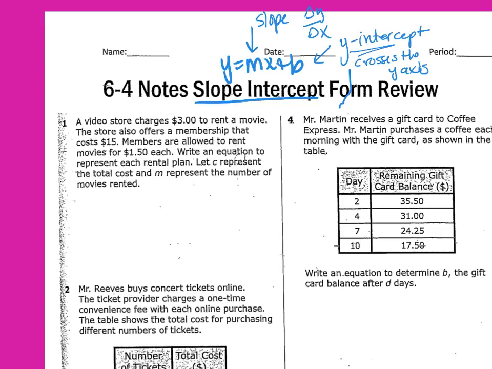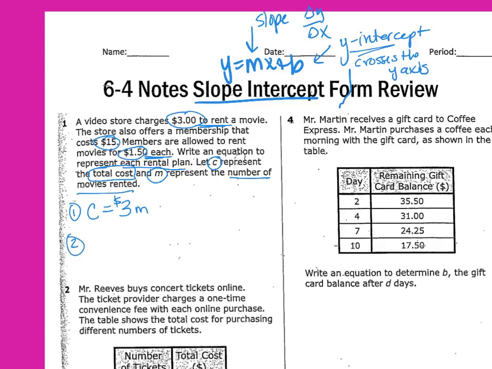So number 1 says a video store charges $3 to rent a movie. The store also offers a membership that costs $15. Members are allowed to rent movies for $150 each. Write an equation to represent each rental plan. And we want to let C represent the total cost and M represent the number of movies rented. Okay, so we'll do the first video store. So they charge $3 to rent a movie. So the cost would be $3 times M, because M is the number of movies. So however many movies, we're going to multiply that by $3.